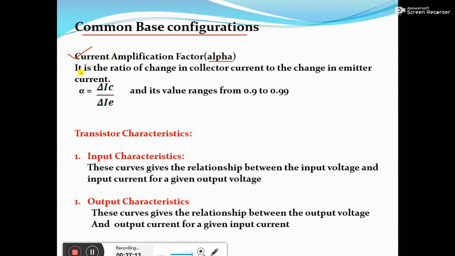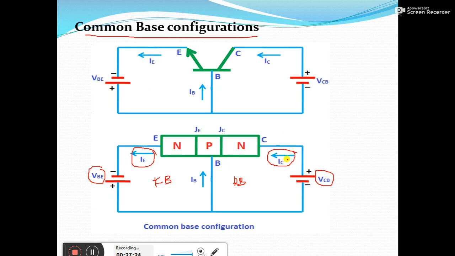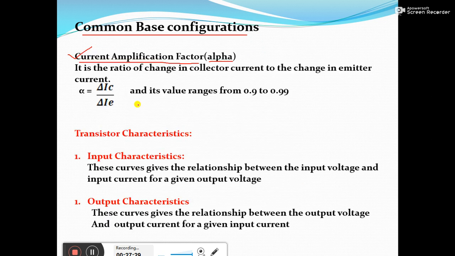What is alpha here? Our current amplification factor is nothing but the output current divided by input current. As you can see here, the output current is IC and the input current is IE. It is defined as the ratio of change in the collector current to the change in the emitter current, that is alpha equal to delta IC divided by delta IE. Delta here indicates the change.